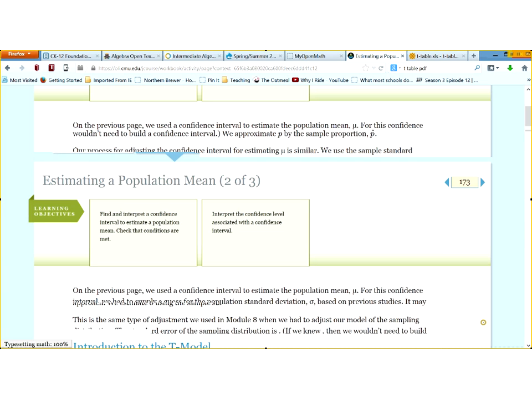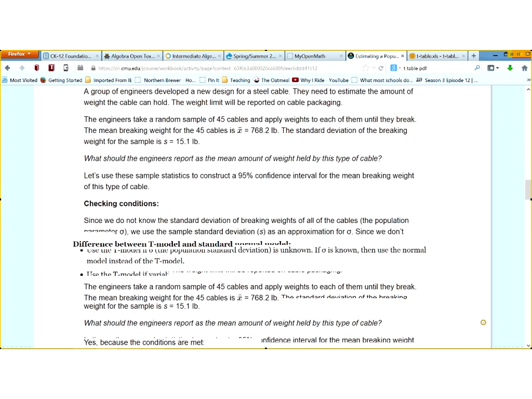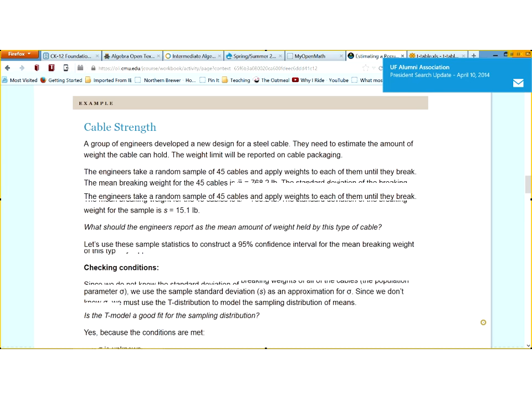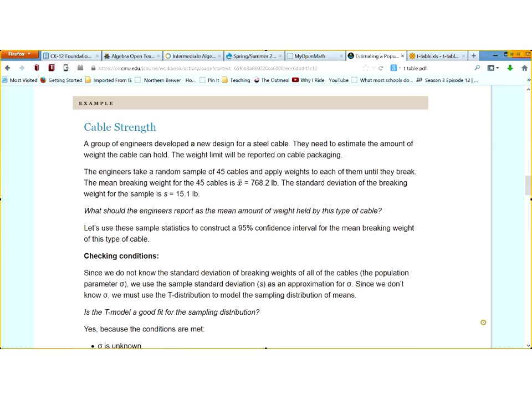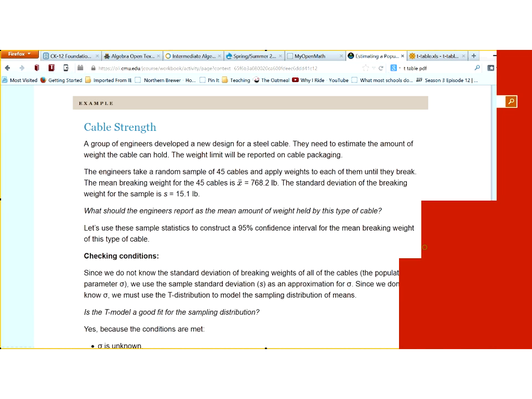Next question. Confidence interval. Okay, so here's the T model. All right. So we got a cable. A group of engineers developed a new design for a steel cable. They need to estimate the amount of weight the cable can hold. The weight limit will be reported on cable packaging. The engineers take a random sample of 45 cables and apply weights to each of them until they break. The mean breaking weight for the 45 cables is given, and there's the mean, and they give you a standard deviation. So we're going to do a 95% confidence interval. Well, let me show you how to do that on the calculator.